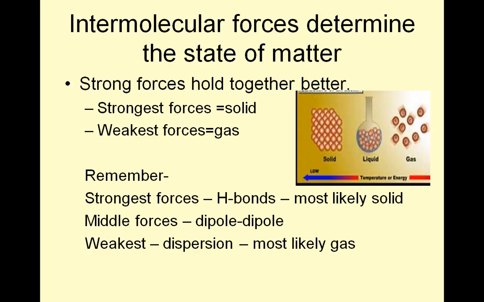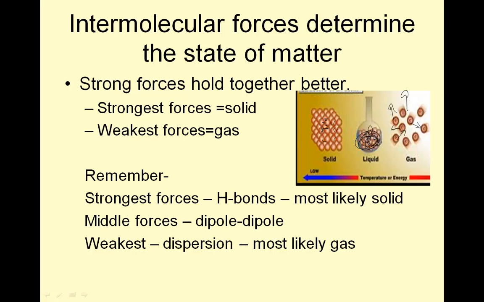Intermolecular forces determine the state of matter. Strong forces hold together better. The strongest forces are solids because they're held together. Look at this. They are so tightly held together. You can't separate those if you want to. Weakest forces are gas. Remember, gases shoot all over the place, so who knows which way they're going, and they're barely attracted to each other at all. Liquids are attracted enough, but they have enough energy they roll all over the place.